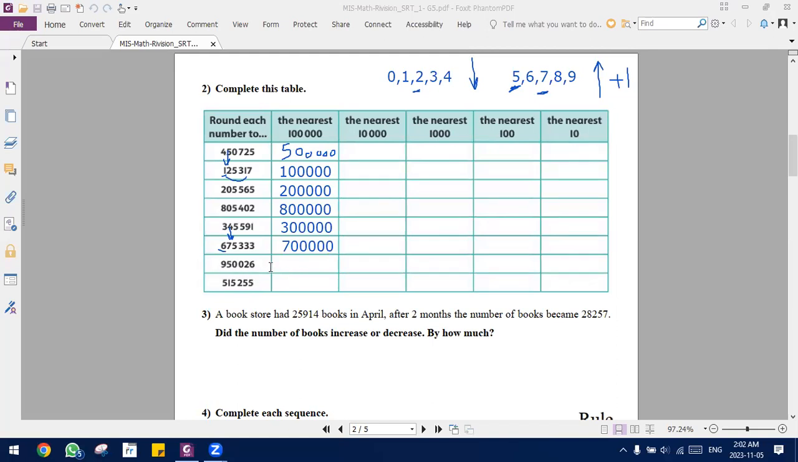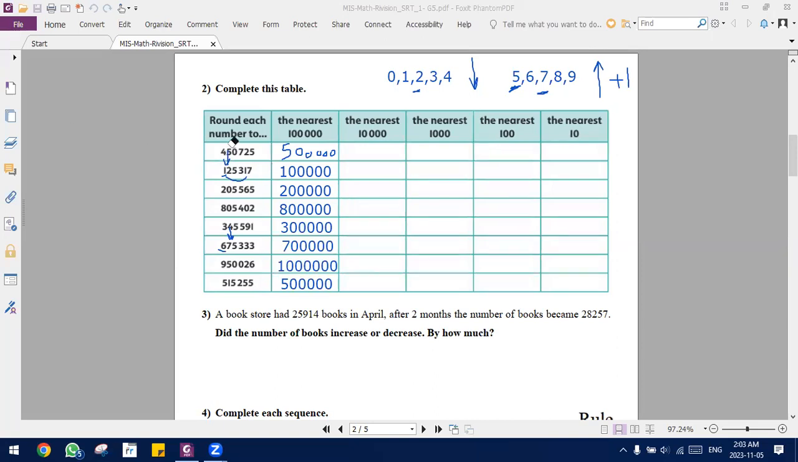Next one, we have 950,000. So we underline 9. We check 5. 5 is round up. So we should add 1 to the 9. 9 plus 1 will be 10. So first I write 10. And then I add 5 zeros. 1, 2, 3, 4, 5. So here, 950,000, when I round it, will be 1 million. Then 515,000. Again, we underline 5. We check number 1. It's round down. So it's 500,000. So that's for rounding to the nearest 100,000.